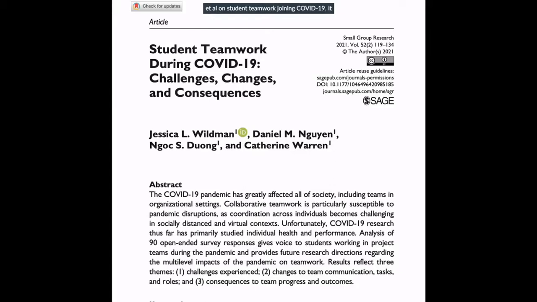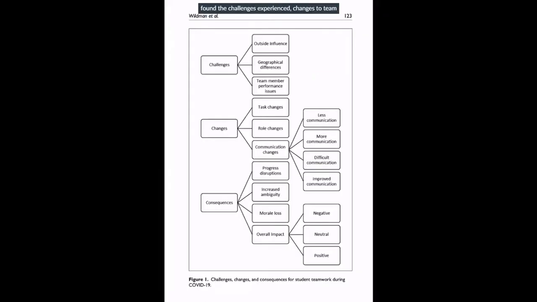As we started our group work, I came across a recently published article from Wildman et al. on student teamwork during COVID-19. It found the challenges experienced, changes to team communication, tasks and roles, as well as the consequences to team progress and outcomes.